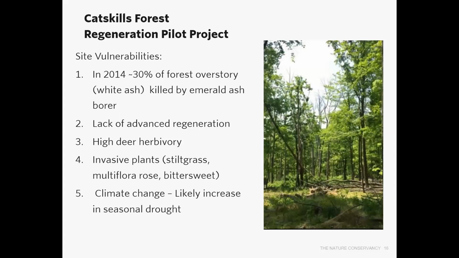So now moving to the second project, the second story that I want to tell. This is a project in the Catskill Mountain Forest where emerald ash borer basically killed 30% of the forest overstory, which was white ash. The current overstory predominantly remains sugar maple, red maple, and a smaller percentage of oak and white pine. In general, there was a lack of advanced regeneration when the project was evaluated in 2014. There was high deer herbivory, and invasive plants were present, such as Japanese stiltgrass, multiflora rose, and bittersweet. And again, climate change was likely to affect these forests through seasonal droughts and other factors.